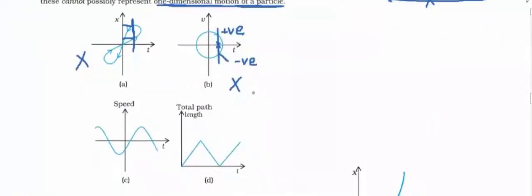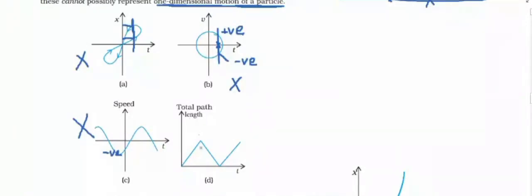Now, next, graph C. Graph C again. We can see there it's given speed negative value. So speed cannot be negative. So graph is not applicable.